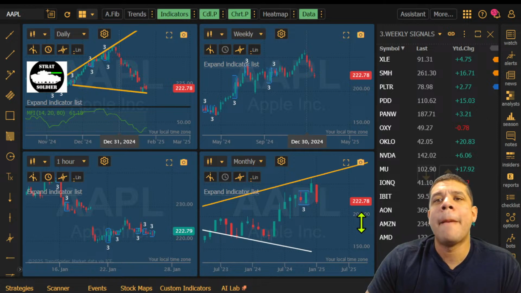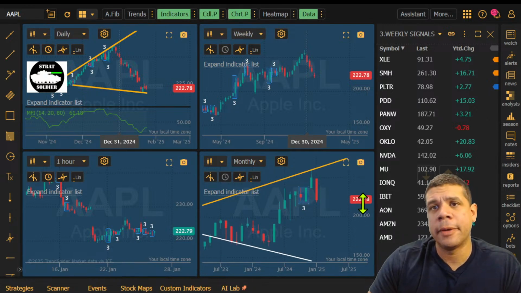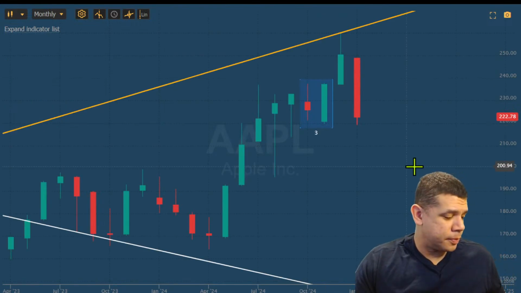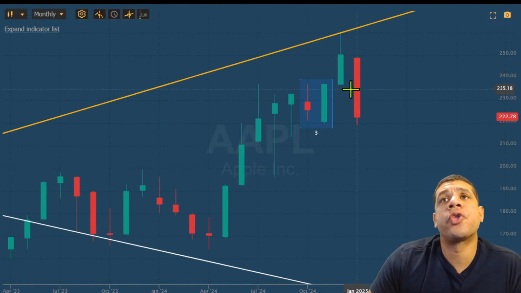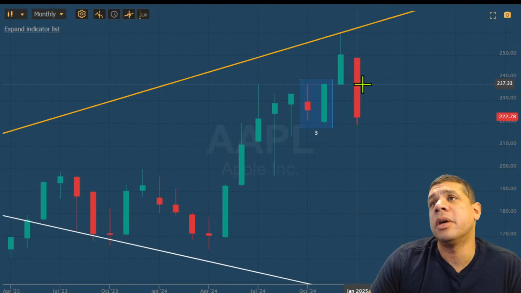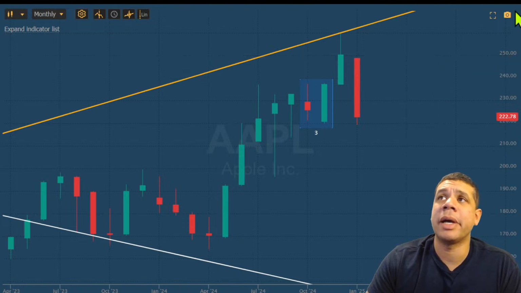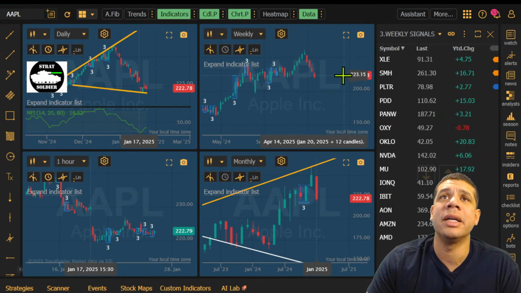2-2 reversal back down on the week. On the month, ugh. That's a 3-2-2. 3-2-2 back down on the month, and it triggered at 237.14 all the way back down to 222. It hit magnitude. Let's see what it's going to do. Are they going to reverse it back up, or continue to kill it?